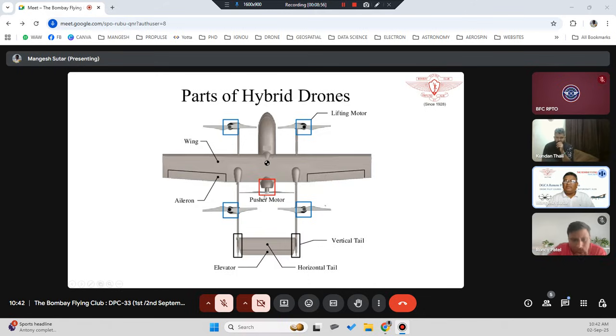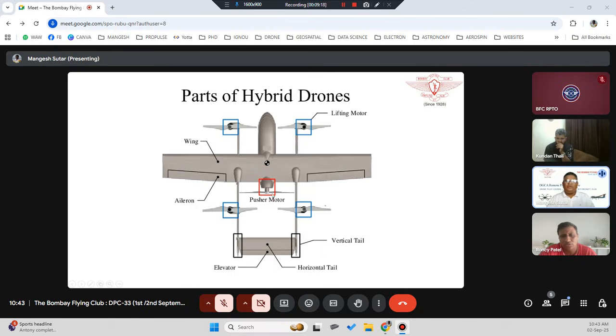You can see there is one center motor, which is called a pusher motor. Since it is at the tail end, it is called a pusher motor. If it had been at the nose end, it would be a puller motor. And then you have four motors connected at the four corners. These are nothing but lifting motors.